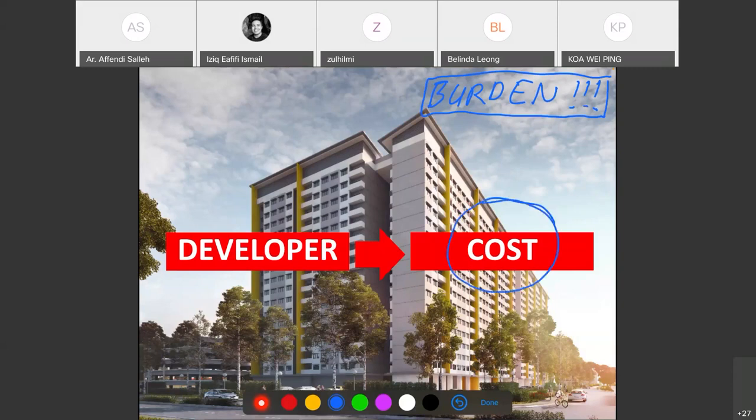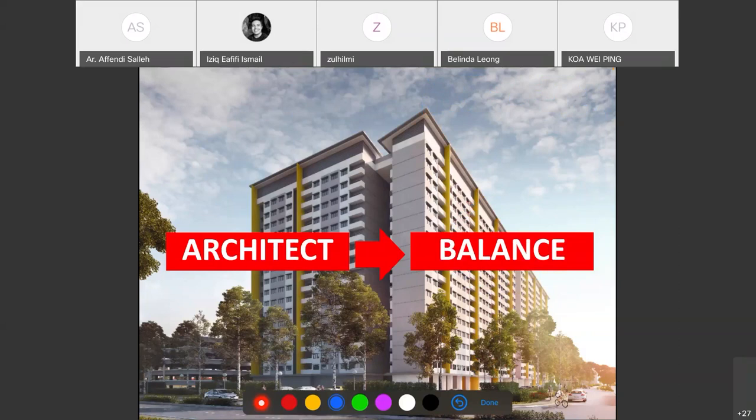Cost is always an issue when it comes to Rumah Selangorku for private developers. Yeah, they don't see it apa nak. So as architect, as consultant, we have to balance all this. We have to balance the fact that this is a home that must be designed with some sort of dignity and respect. We know the density is high. It's going to be a 15 to 20 story building. Okay. And we know to build such a building is expensive.